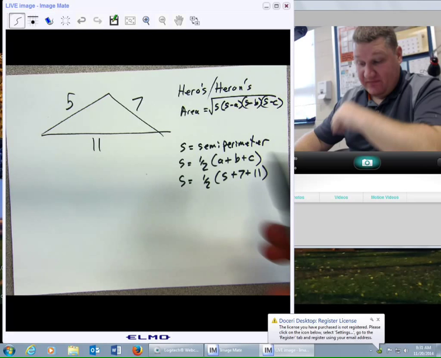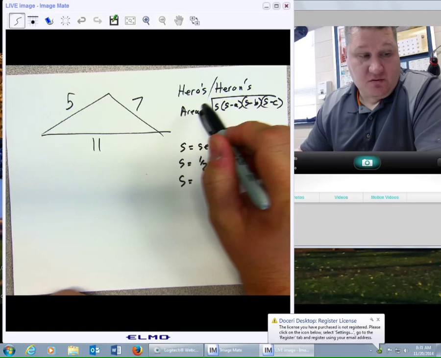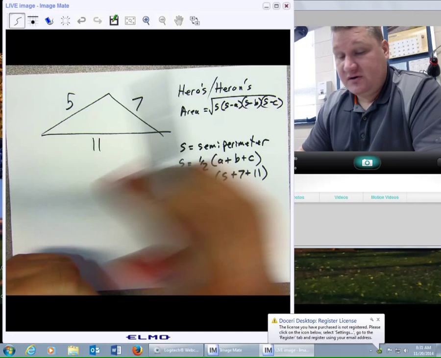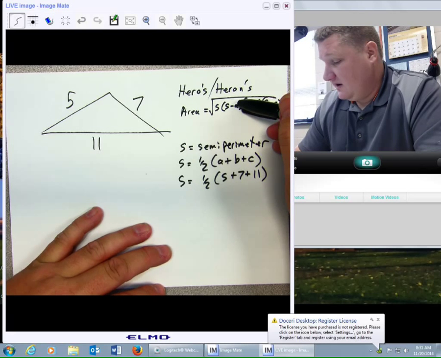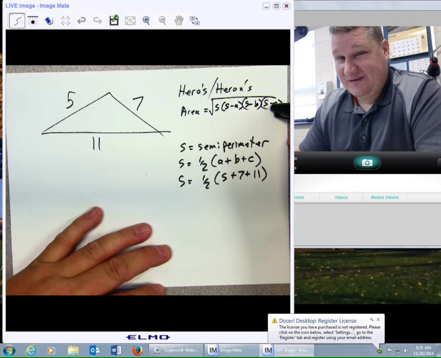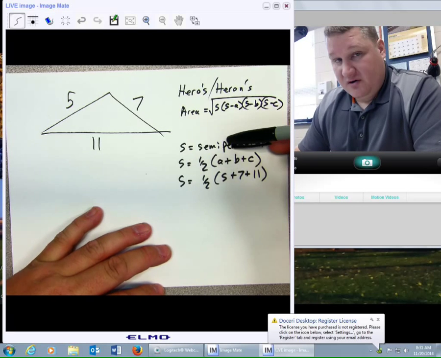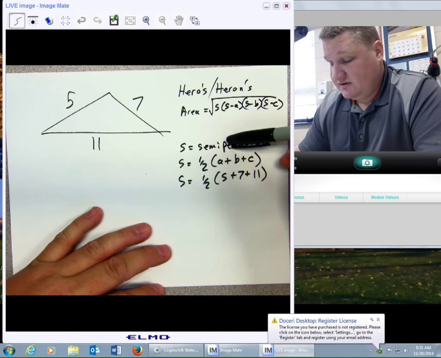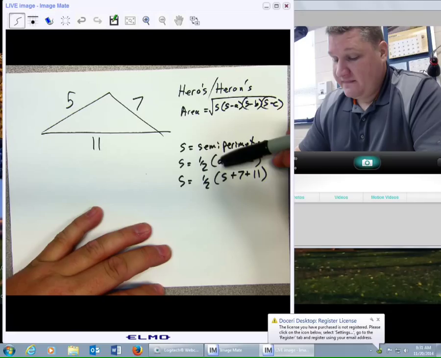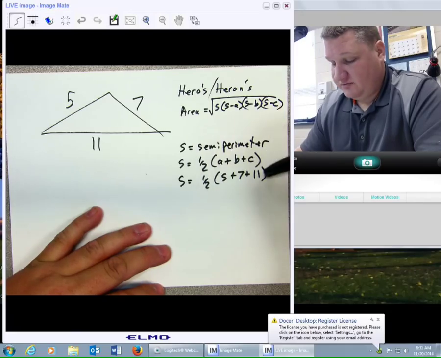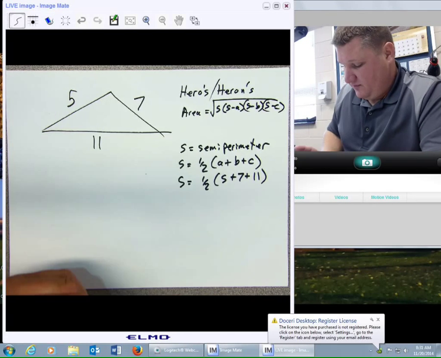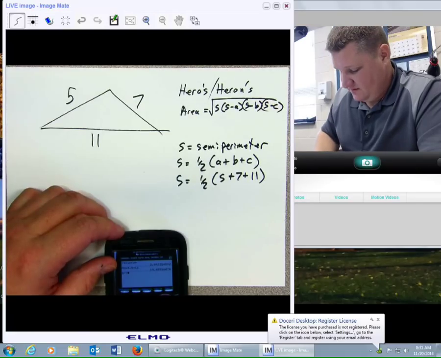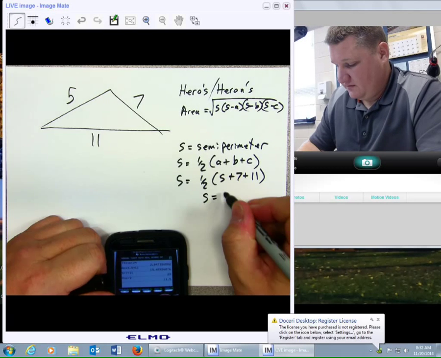So, I need a hero, better known as Hero's formula or Heron's formula, depending on which book you're looking at. And his formula is the square root of s times s minus a times s minus b times s minus c. Now, what's s? s is the semi-perimeter. So just like a semicircle is half a circle, a semi-perimeter is half a perimeter. So I would take side plus side plus side, which in our case would be 5 plus 7 plus 11, and divide it by 2. So if I do that, I come up with 5 plus 7 plus 11, enter, divide by 2. I come up with s equals 11.5.